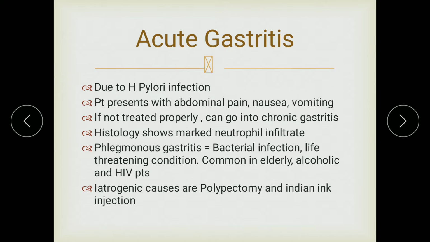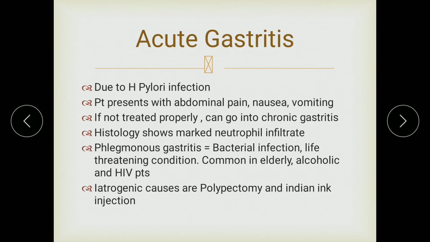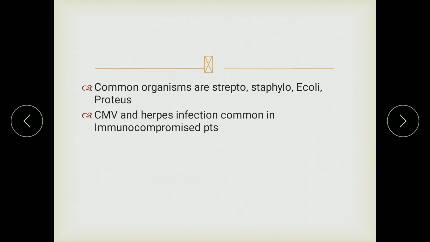And there is a peculiar form of gastritis called phlegmonous gastritis, which is nothing but bacterial infection other than H. pylori. The commonest organisms are Staphylococcus, Streptococcus, E. coli and Proteus. The common predisposing conditions to this phlegmonous gastritis are polypectomy and Indian ink injection in the mucosa of the stomach. Two other specific forms of infection called cytomegalovirus gastritis and herpes gastritis are common in immunocompromised states.